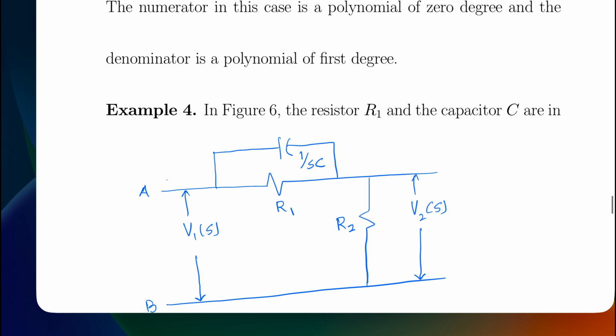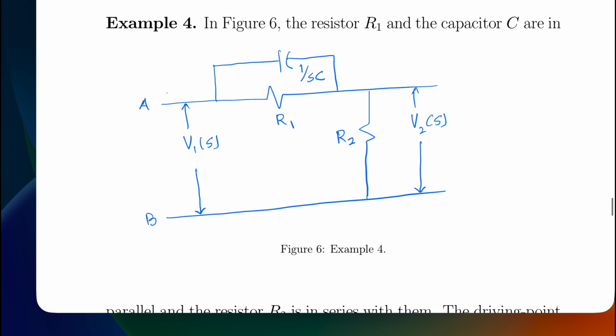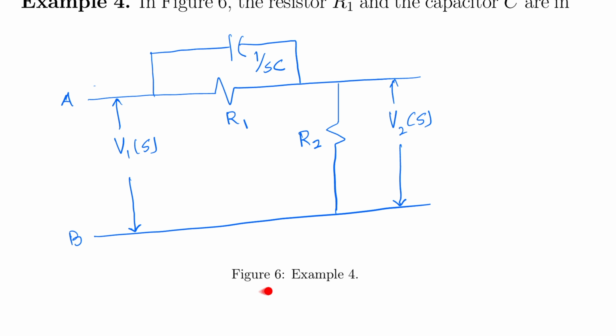Clear? Next, we come to figure 6, where we have a resistor R1 in parallel with a capacitor C. With this parallel combination, we have resistor R2 in series. This is a two-port network. This is the input port and this is the output port. The output is taken across the resistor R2. Clear? In this figure, we have a resistor R1 and a capacitor C connected in parallel.